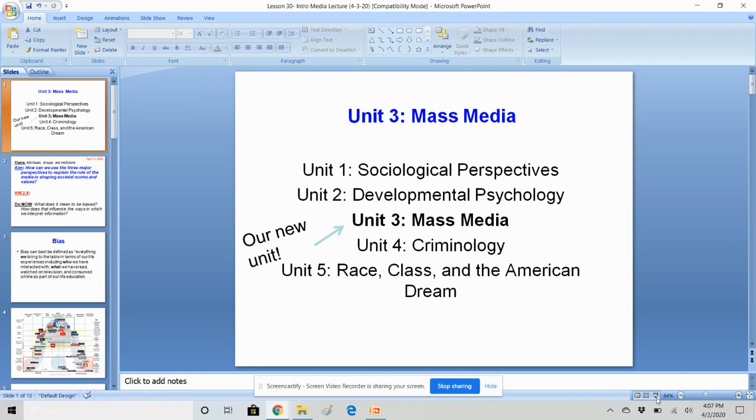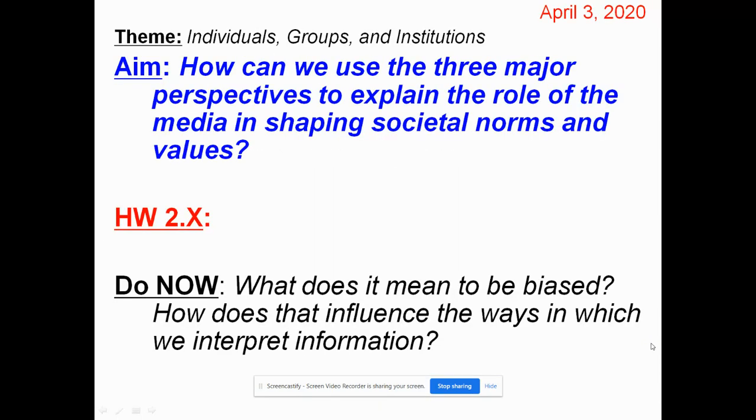So let's get started. Okay, so what we're going to look at today is how we can utilize the three major perspectives of sociology: functionalism, symbolic interactionism, and conflict theory, to explain the roles of the media in shaping societal norms and values.